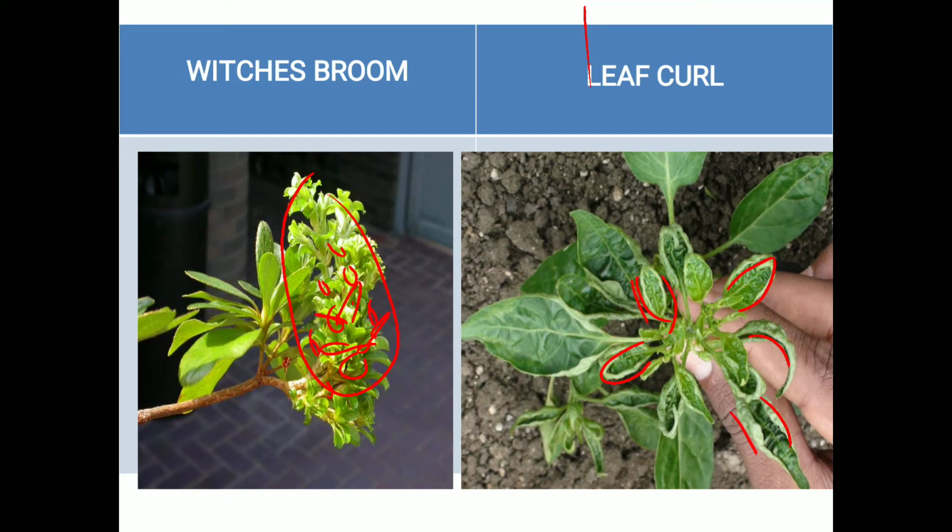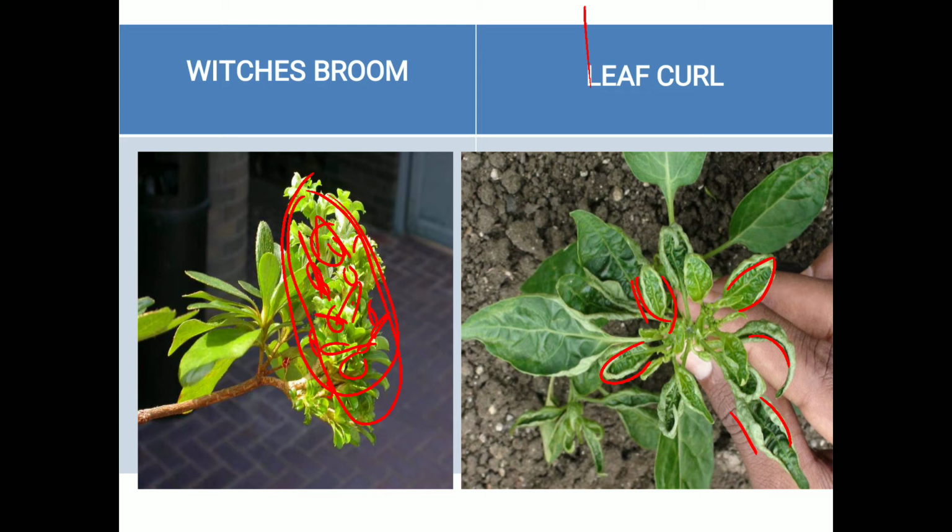Next one is witch's broom. What does witch's broom mean? Several buds arise on the leaves or on the stem, and from those buds a small leafy growth is observed, and that leafy growth looks like a bunch. So it is called witch's broom.